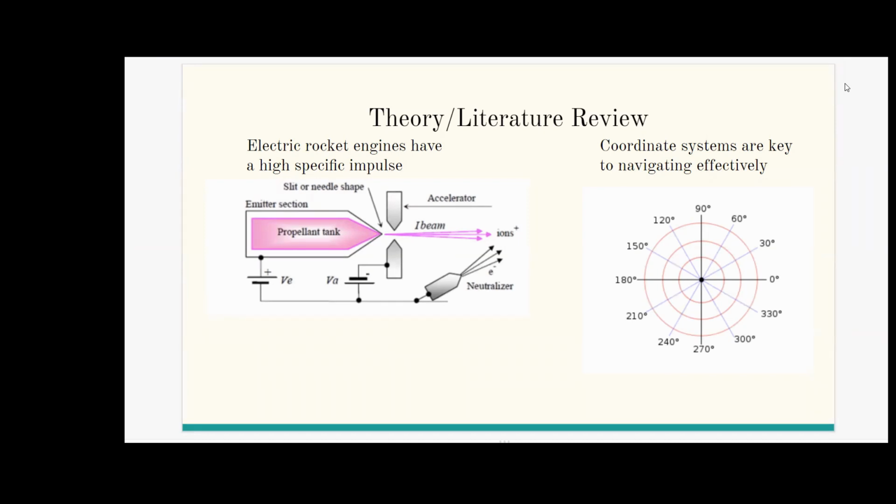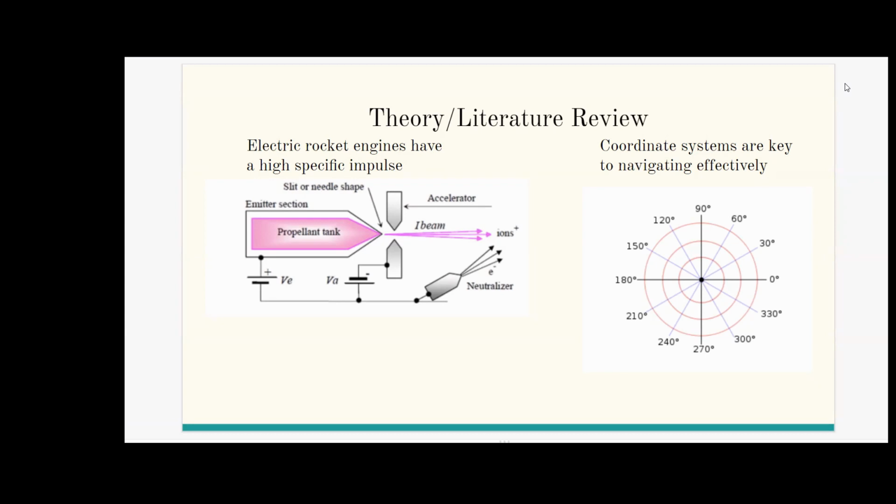The difference between this and a chemical rocket is that the energy comes from electricity, either from solar panels or nuclear. This results in a very high specific impulse, or in other words, the rocket is very efficient. In order to navigate through our solar system, the researchers that we referenced used various types of coordinate systems. This is important because they're different ways of looking at how you are off course and in what direction you are going.